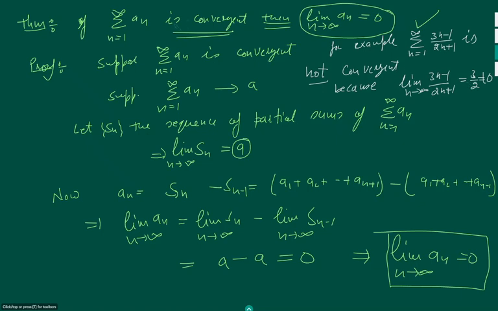So we have done that. If a series is convergent, then the limit of the nth term must be 0. Now in this series, the limit of the nth term is 3 by 2, which is not 0. So this series is not convergent. So this result is helpful to find if a series is convergent or not. That is the end of this, and we will continue in the next lecture.